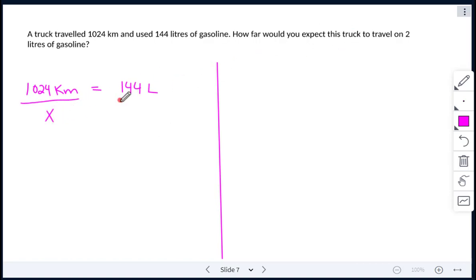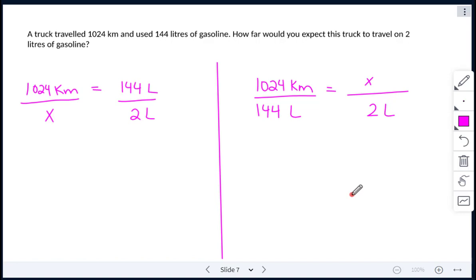So we don't know how far they're going to travel when it's only 2 liters of gas. All right, so you can set it up that way. Another way to set it up, you can set it up like this. 1,024 kilometers takes 144 liters. All right, how many kilometers when there's 2 liters of gasoline? A couple ways to set that up, as long as you're consistent with the way you set up your ratio.